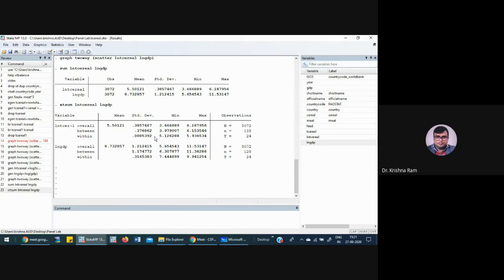Within variation, we are comparing the variation for each cross-sectional unit over a period of time. That one is 0.08. That means over time there is less variation in total cereal consumption as compared to cross-sectional variation. In the cross-sectional case, you are getting a higher standard deviation. Similarly we will get it in case of GDP. In the GDP case again, between variation is much higher as compared to within variation. So this also indicates that there is substantial cross-sectional heterogeneity across cross-sectional units.